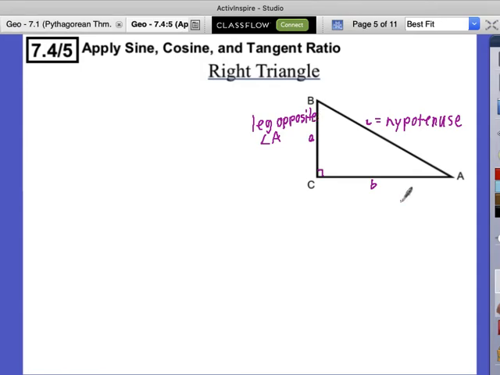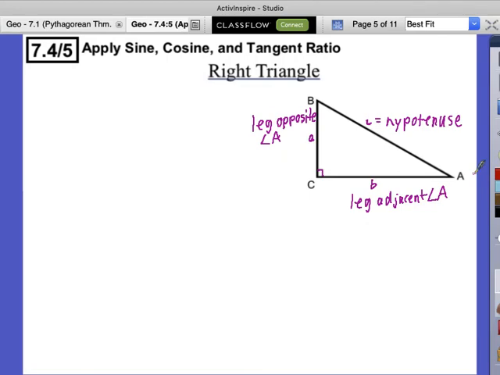Now, if we also call this leg down here something in relation to angle A, it's not opposite angle A, but what is it compared to angle A? Next to. What's another word for next to? Does anyone know? Adjacent. So we're going to have leg adjacent to angle A. It's next to angle A.